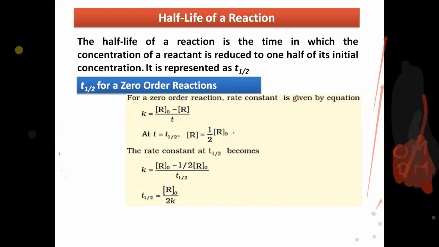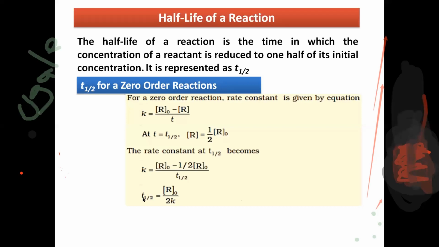So now the rate constant at T half becomes k equals, for a zero order reaction, we know the general expression is R0 minus R. Now R0 minus Rt, where Rt you found is half R0, so substitute the value of half R0. Finally, after solving this equation, you get the T half equation as R0 by 2k. This we have already solved in great detail in the regular lecture. So T half equals R0 by 2k is the final expression for the half-life period of a zero order reaction.